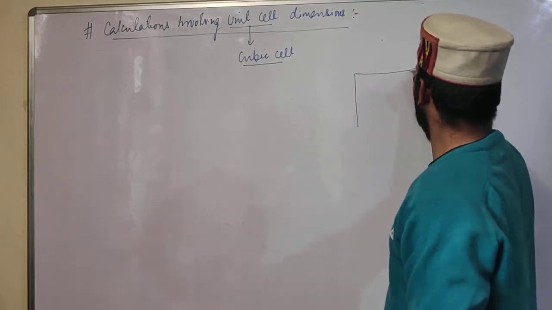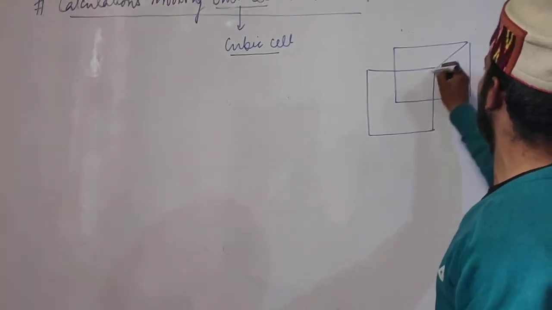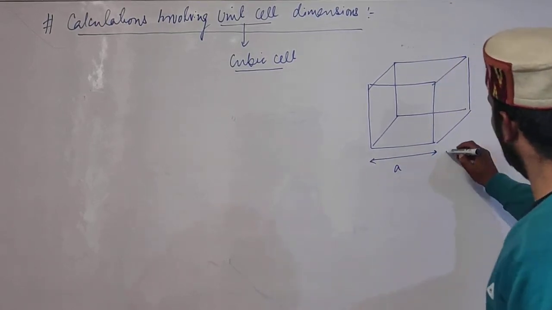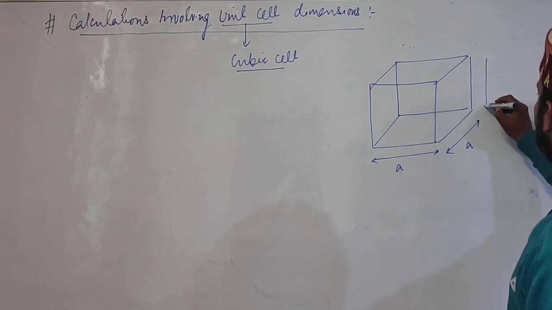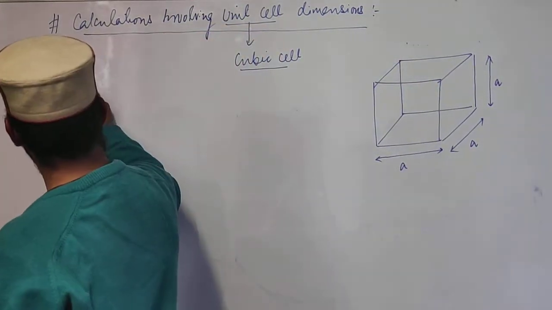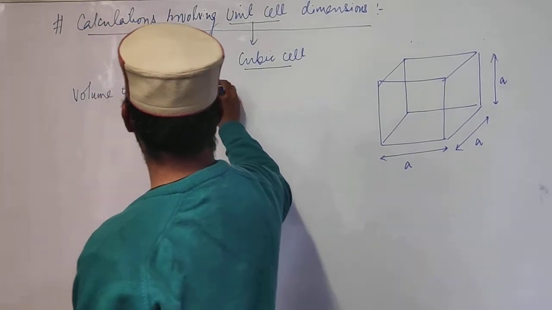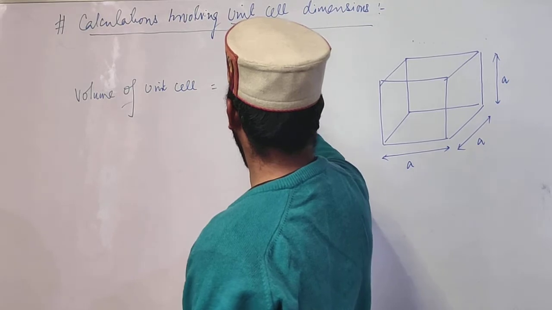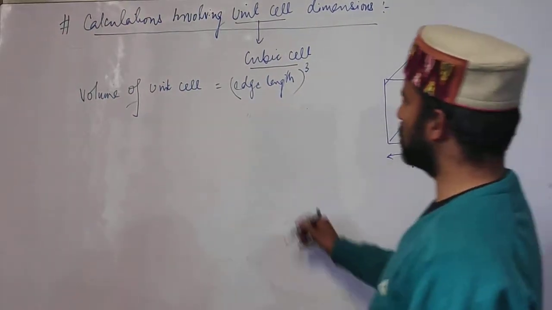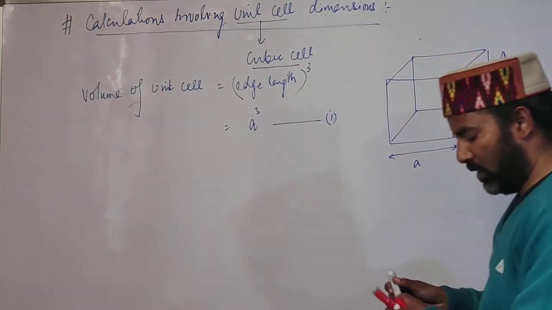Now students, we know that in a cubic unit cell, whether it is body centered or face centered or simple cubic, the edge length is a and all edges are of equal length. So this is a, this is also a. So say the edge length is a. So student, the volume of this unit cell would be how much? The volume of the unit cell is the edge length cubed, that is, it is a cubed. So student, this is how we find the volume of the unit cell.